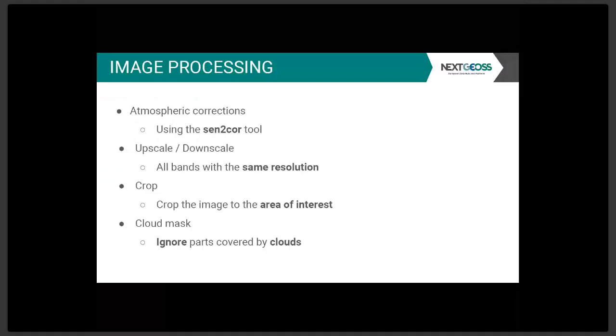Then we crop our data product to an area of interest and apply a cloud mask. This cloud mask is important because areas that are covered by clouds contain values that are not useful for us and will only confuse our machine learning model and reduce its performance.